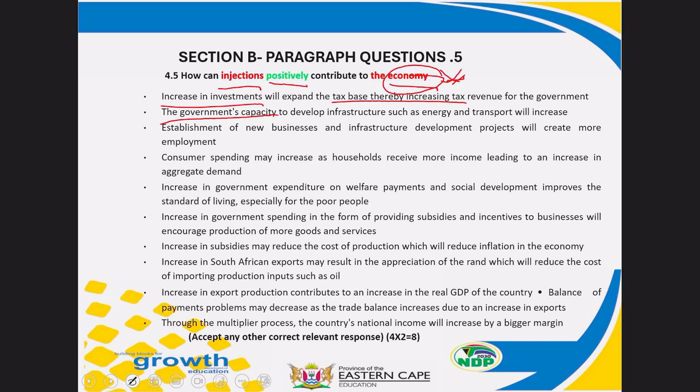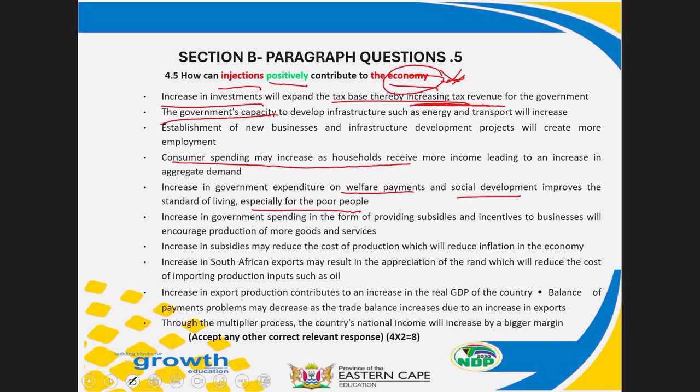And also, how about yourselves? You are going to get employed. And then what is going to happen? You receive more income that you can use, and then you increase aggregate demand. So there's a lot to talk about. And also the money that we get for welfare payments, where does it come from? It comes from the taxes that the government has got from an increase in investments. So there's a lot that we can get there. So you can increase government expenditure. That will also improve the standard of living, especially for the poor. So there is a lot that we can engage in on this.